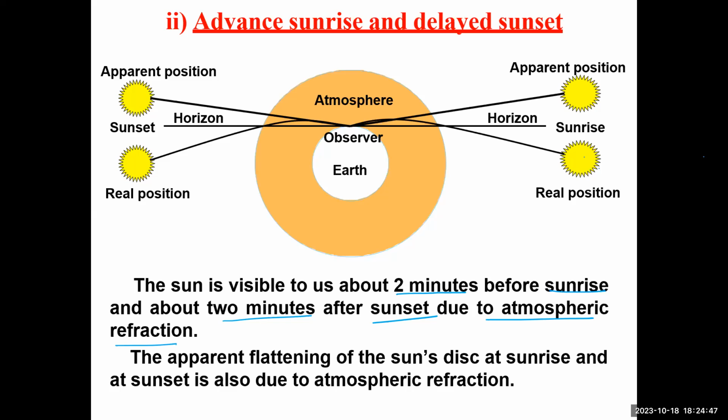Then the apparent flattening of the sun's disk at sunrise and at sunset is also mainly because of atmospheric refraction. We are talking about how the sun's apparent position changes. That apparent position is also mainly because of atmospheric refraction only.